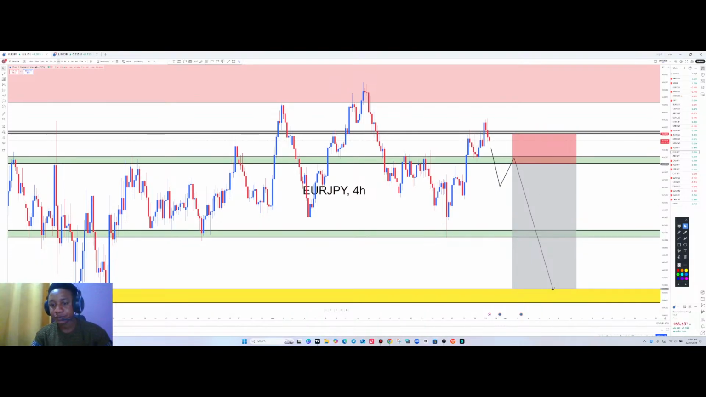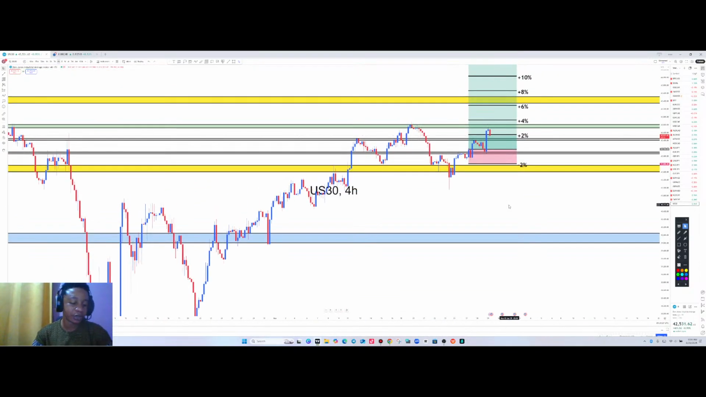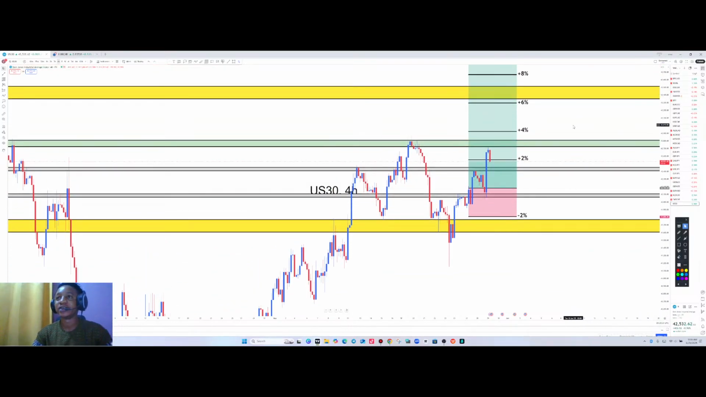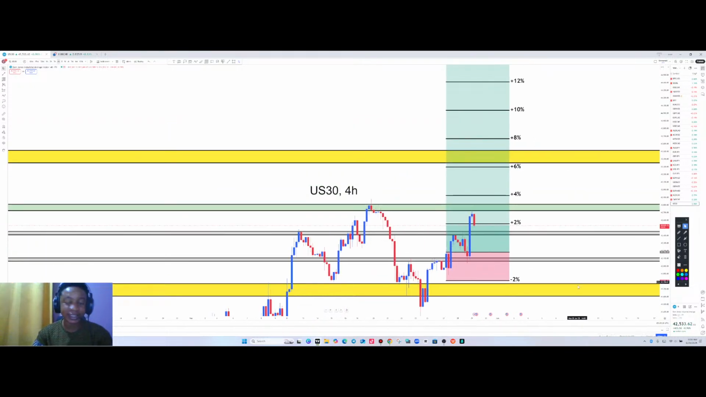Next pair, US 30. Let's go to US 30. The last time that we did analysis, I gave you guys US 30. Those of you that were here, I gave you US 30 and then NAS 100. And this was the setup that I gave to you guys. For me, I'm already in. I'm in because I gave it to you guys.